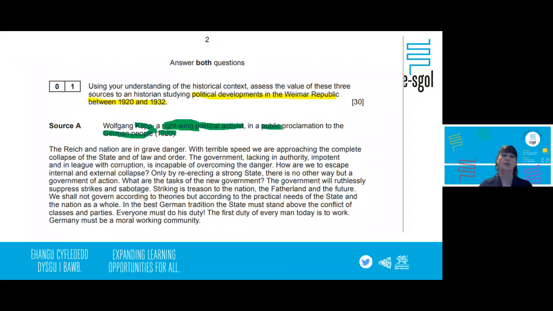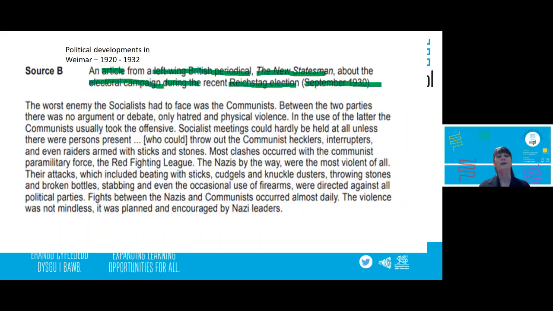Then I would go in to look at the attributions. OK, so this first one is by Kapp, a right-wing political activist. He's in a public proclamation to the German people. So he's talking to them aloud in 1920. OK. The second one, source B, I've written, as you can see, what I'm focusing on to keep my answer tight to that question is the political developments in the Weimar, 1920 to 32. This is an article from a left-wing British periodical, The New Statesman, about the electoral campaign during the recent Reichstag election in September 1930. So we've jumped on a little bit in the time frame here.